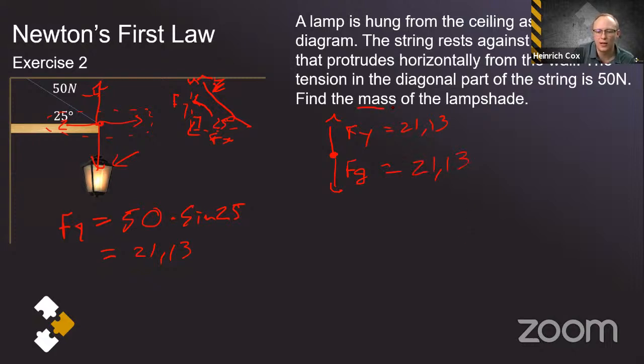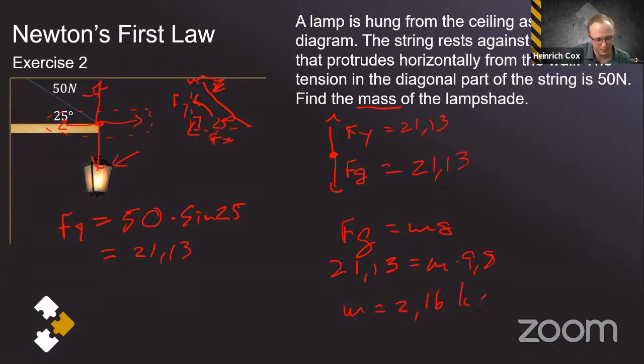But we're trying to find the mass and not the weight. So we know that Fg is equal to mg. 21.13 is equal to the mass, which is what we're trying to find, times 9.8. So then we've got to take this 21.13, divide it by 9.8, and we get an answer that the mass is 2.16 kilograms. Okay, so don't confuse the two things.